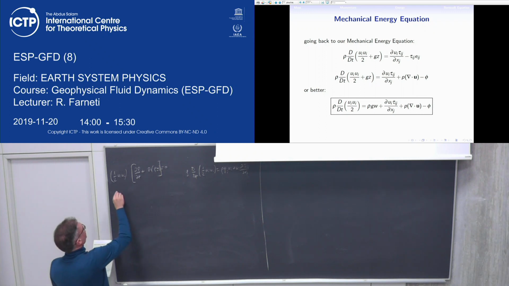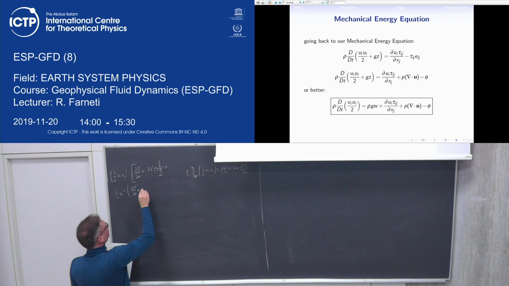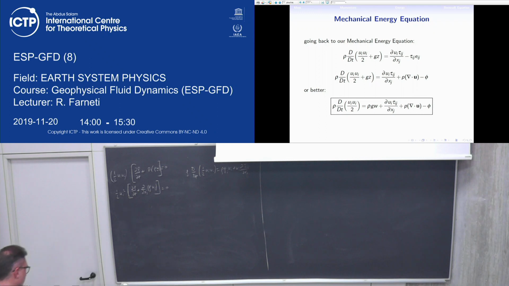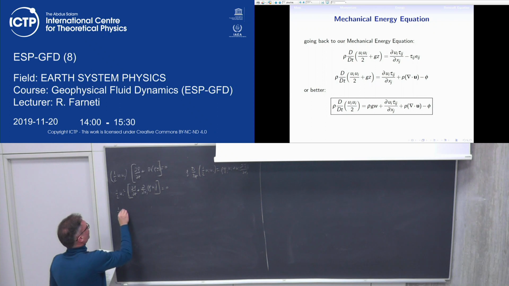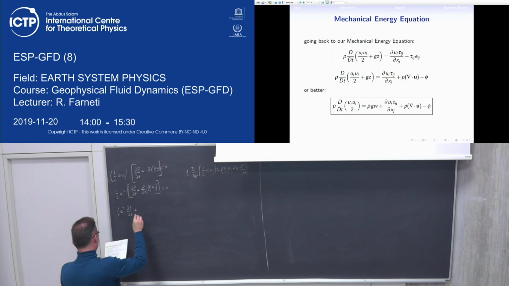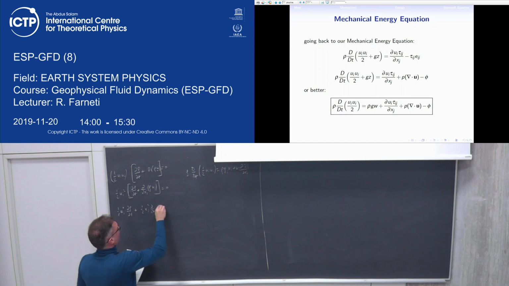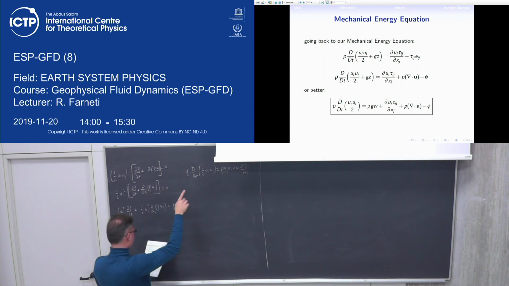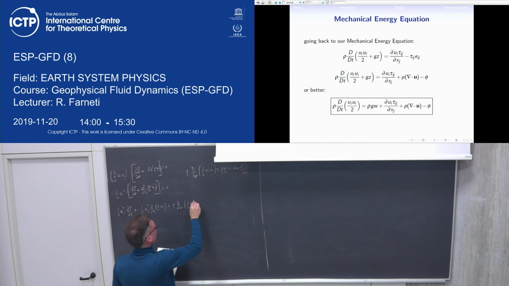So we can rewrite this as u_i squared plus u_j. And so now we're going to add this expression to that expression. So we get this ∂ρ/∂t plus this ∂/∂x_j, plus the ρ ∂/∂t of this.